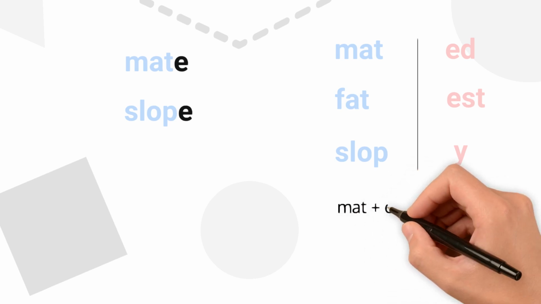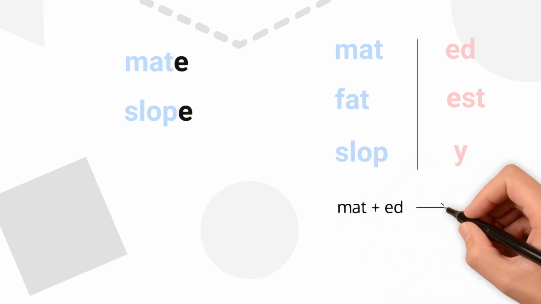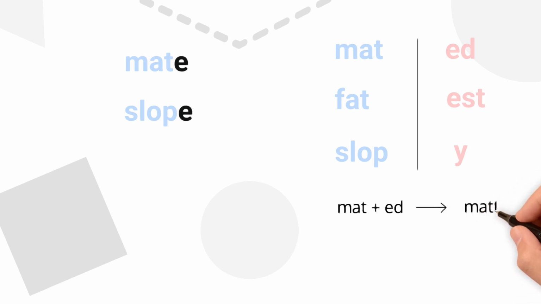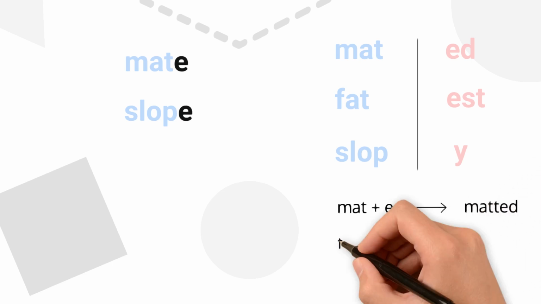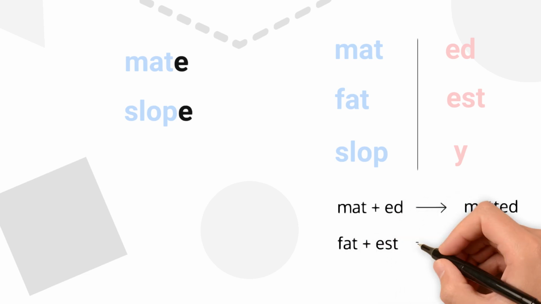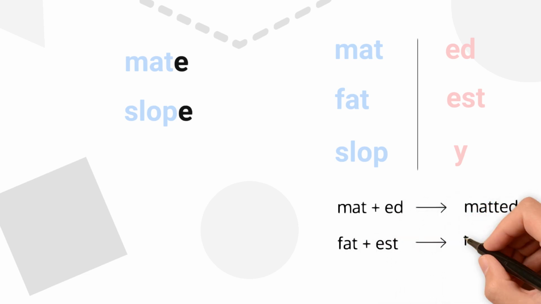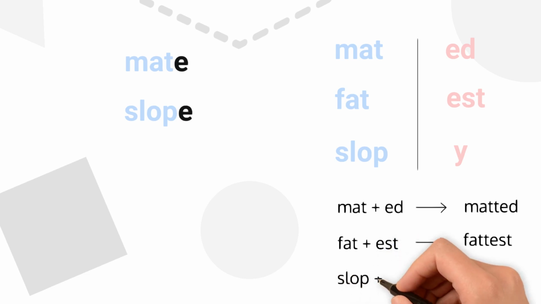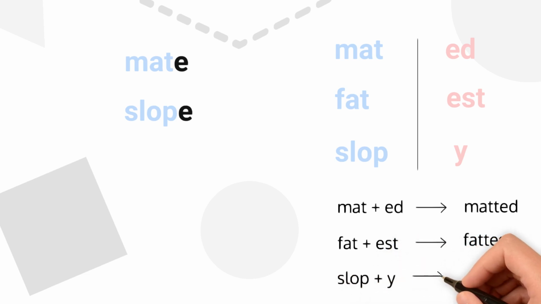MAT plus ED is rewritten as MAT TED. Or FAT plus EST is rewritten as FAT TEST. Or SLOP plus Y is rewritten as SLOP PY. This is the doubling rule.